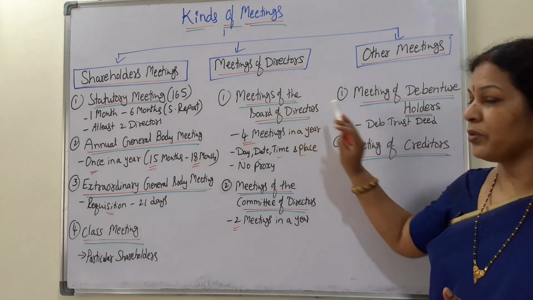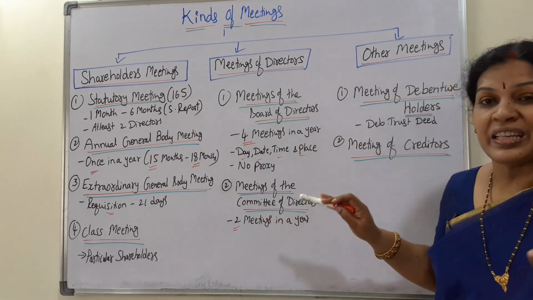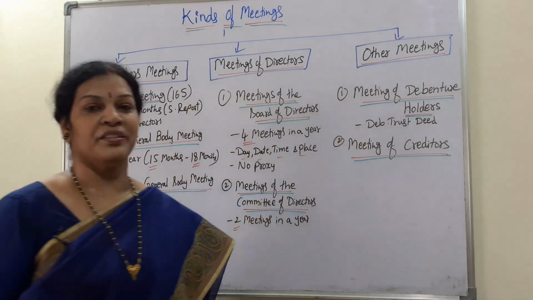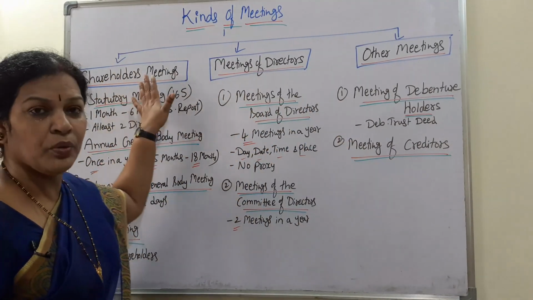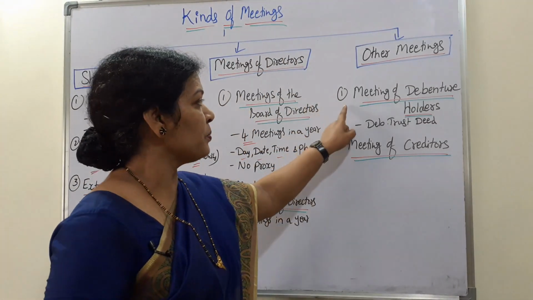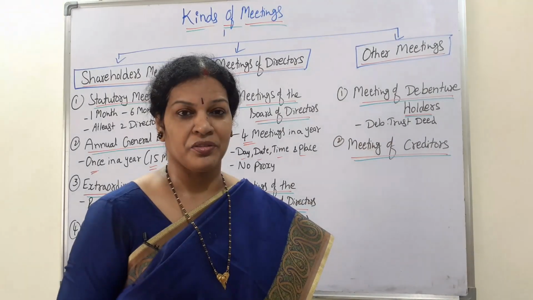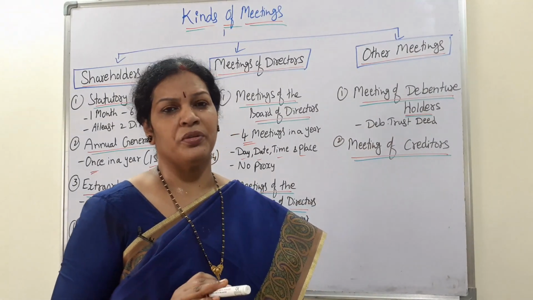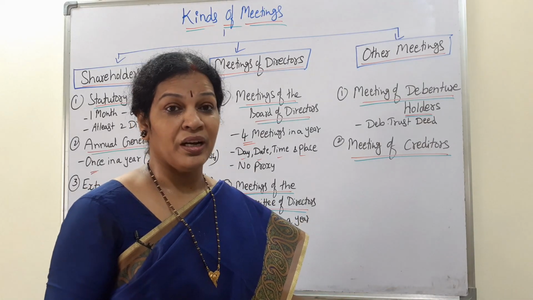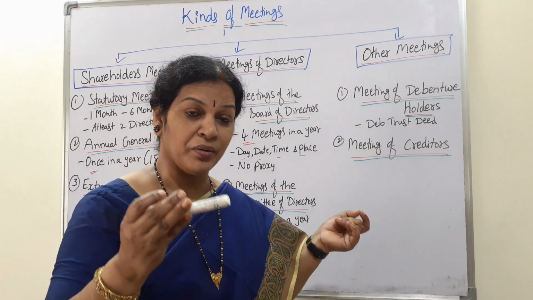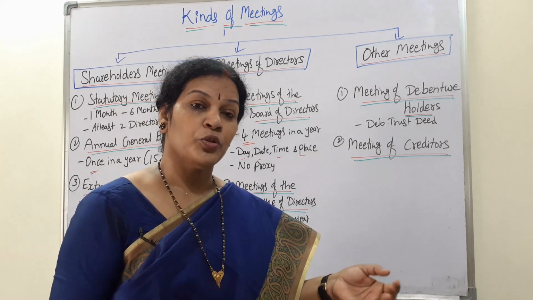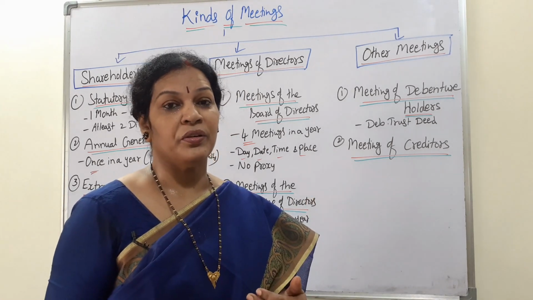First one is the meeting of board of directors and the meeting of the committee of directors. Next, the third one is other meetings: apart from the shareholders and board of directors, what is that other meeting? First one is the meeting of debenture holders. Debenture holders are one of the important persons who provide the capital of the organization.